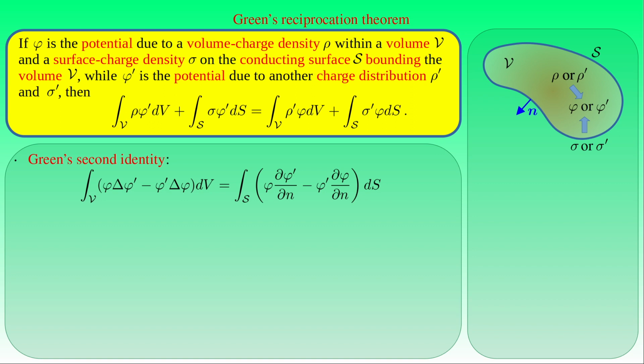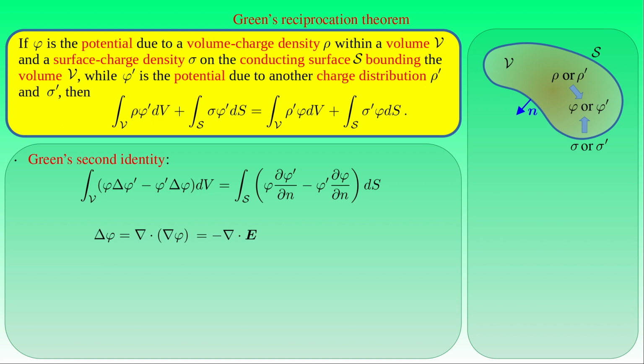Here the normal n points away from the volume V, that is into the conductor, since the volume V is the non-conducting region bounded by the conducting surface or surfaces S. The Laplacian of the potential phi in the volume integral is equal to the divergence of the gradient of the potential, where the negative gradient of the potential is equal to the electric field strength E of the electrostatic field described by the potential phi.